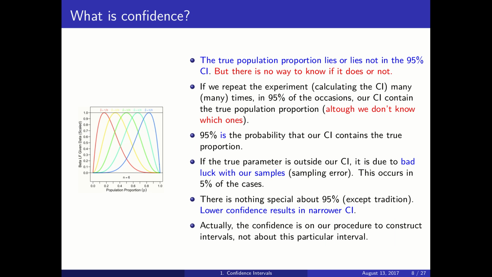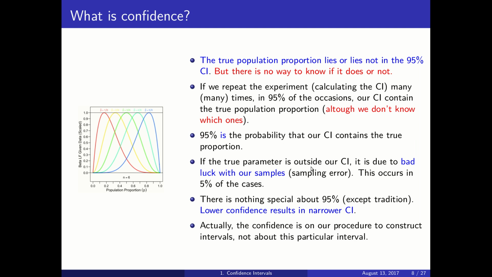So let's see what the confidence interval means. It means that if we repeat the experiment, and the experiment is taking a sample, computing the average proportion, and then calculating the confidence interval many times, in 95% of the occasions our confidence interval will contain the true population proportion. Although we don't know which ones contain it and which ones don't. So 95% is the probability that our confidence interval contains the true proportion, even if we don't know if in this particular example it does or it doesn't.